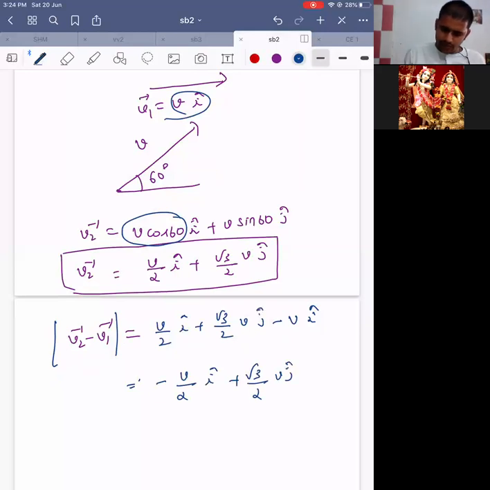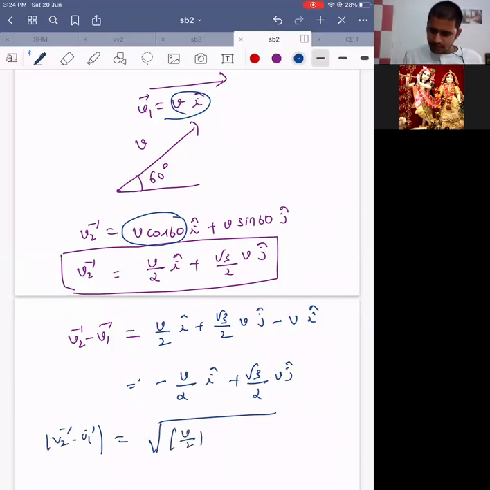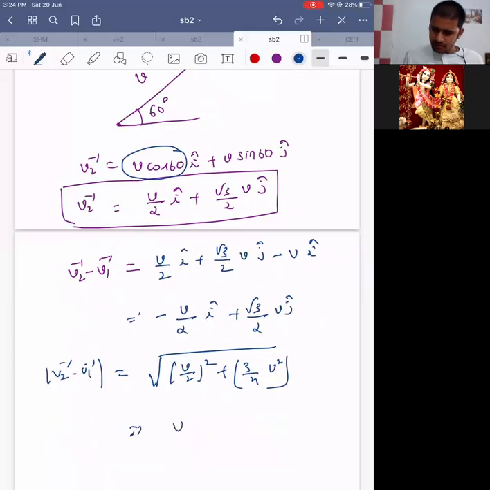So this is not the magnitude. The magnitude of V2 bar minus V1 bar is equal to the square root of V upon 2 whole square plus 3 by 4 V whole square. That is 3/4 V square. The answer will be equal to V. So delta V bar is equal to V meter per second. This is the answer.